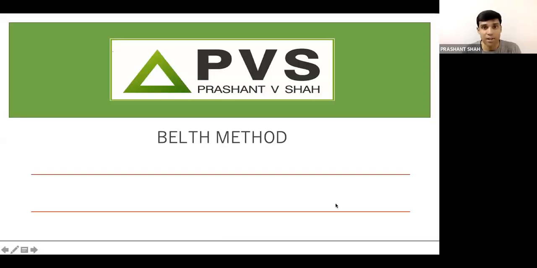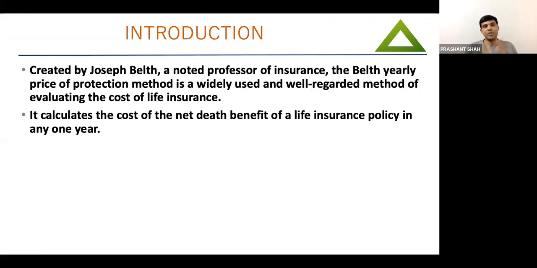This method once again is known as the BELTH method, and let us understand who BELTH is. This method has been created by Joseph BELTH. He's a professor of insurance, and he has made an attempt to find out the cost of insurance per thousand. It's very interesting and usable also. So what he tries to identify is the cost of insurance to you per $1,000, or in Indian terms, per 1,000 rupees, and how the question is structured in the examination using this method.